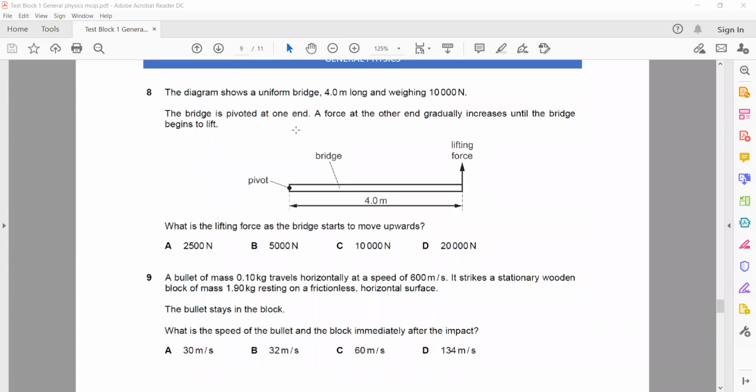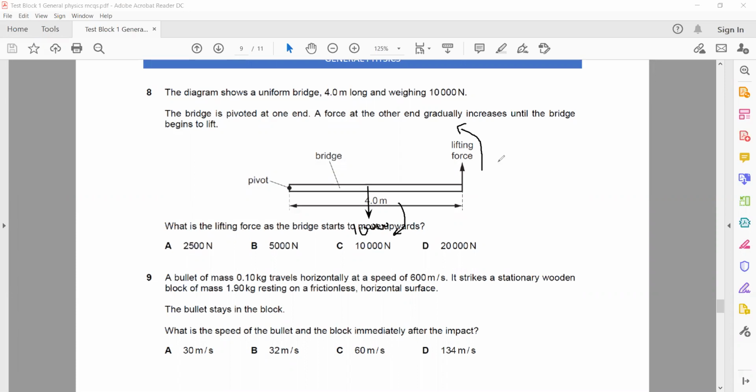The diagram shows a uniform bridge 4 meters long and weight 10,000. So if it's uniform, its weight will act at the center. And what is the weight? It's 10,000 Newton. This will cause clockwise rotation. The lifting force will cause an anti-clockwise rotation.